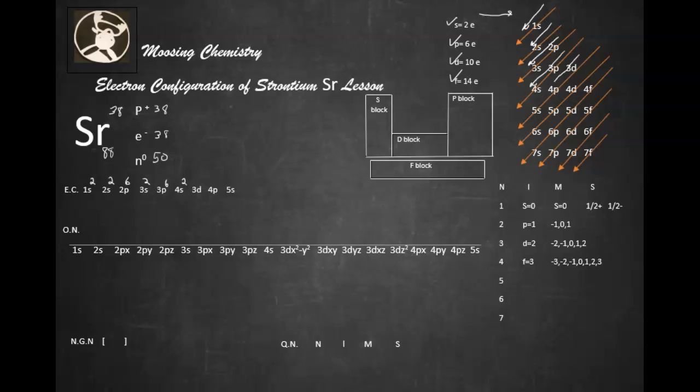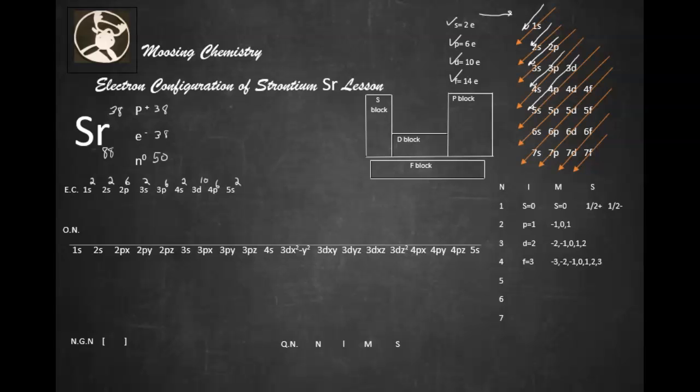3d10, 4p6, and then 5s2. Hey, look, you're done with that. Wasn't that easy? All right, let's look at orbital notation.